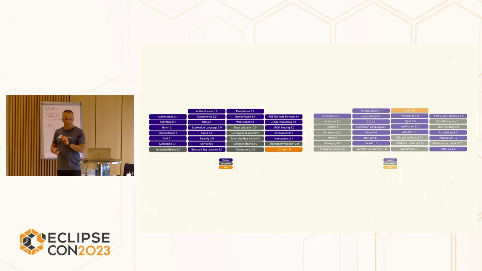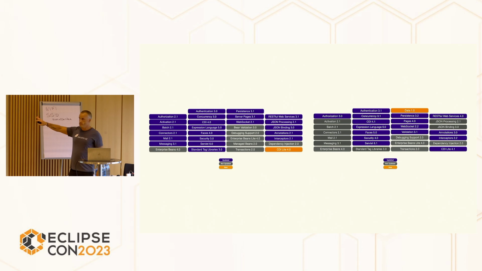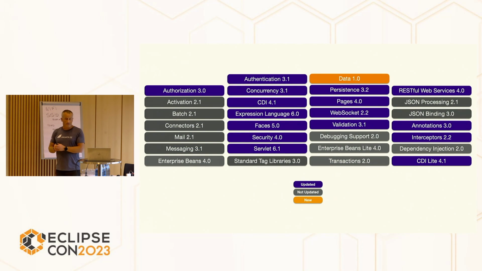If we take this and compare it to what's common in Jakarta EE10, we see that it's the same number of specifications, but we've added one and removed one. So managed beans is not with us anymore, and data has been added. And also here, the blue ones represent the ones with changes. So most of them have changes. The gray ones are good as they are for now. They will probably be updated in a later release. And as I said, data is the new specification in Jakarta EE11.